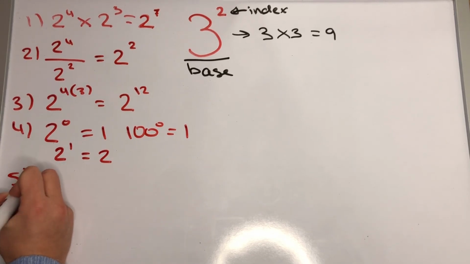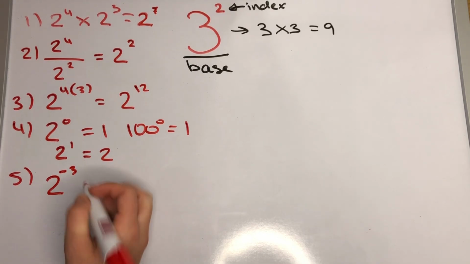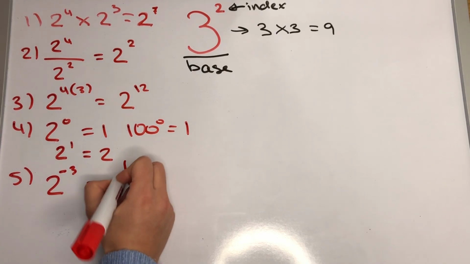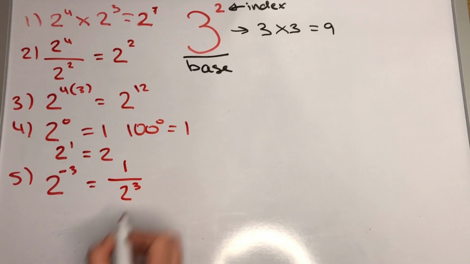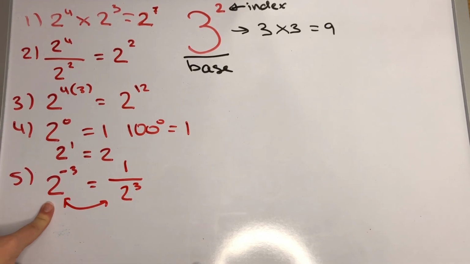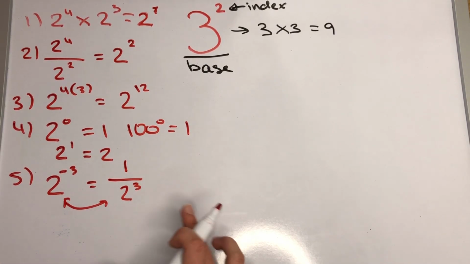Now, for the fifth rule, say for example, if we have 2 raised to the power of minus 3. Now that minus, we don't like it, okay? We don't like a negative index. So, the way we would make this positive is by putting this into a fraction. So, it would be 1 all over 2 raised to the power of 3. And it goes both ways. By taking the base and moving it to be the denominator, this will make the index a positive once it's in the fraction form, and the numerator will always be 1.